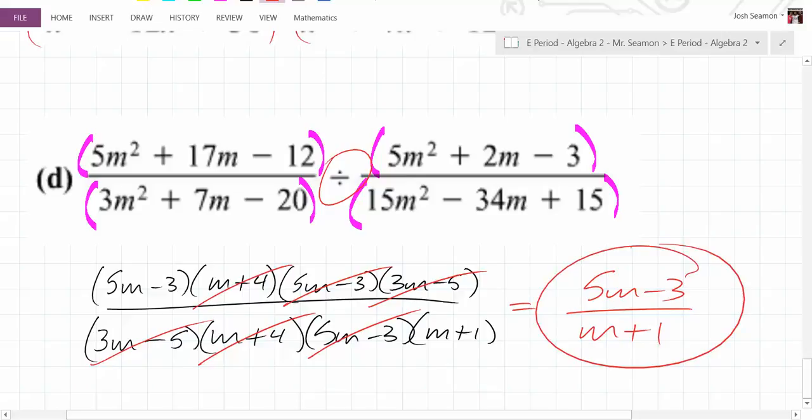Okay, so here's the thing. Just because you simplify something doesn't mean it's always going to be as nice as that. Sometimes you're going to have to work a little bit. And if it's division, what's the only thing you need to do? Flip it.